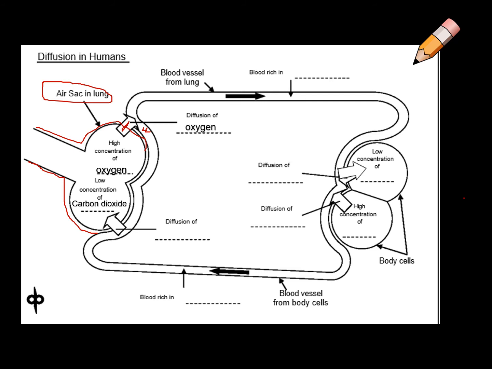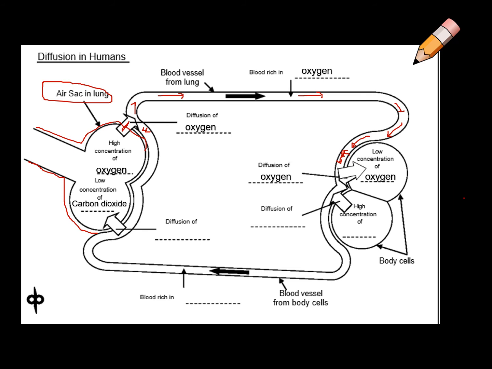We've got diffusion of oxygen, and then we're going to have our red blood cells moving our oxygen all the way past any of our body tissues or body cells. Our blood is going to be rich in oxygen. So at this point, we're going to have diffusion of oxygen into our body cell because you're going to have your high concentration of oxygen in the red blood cell and you're going to have your low concentration of oxygen in the body cell.